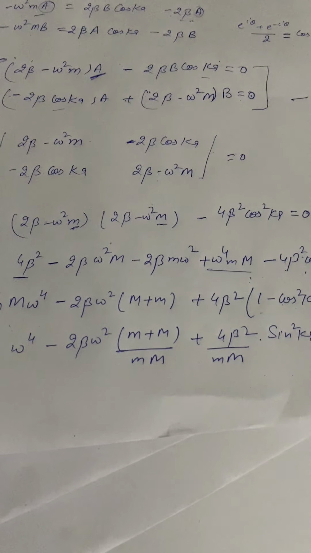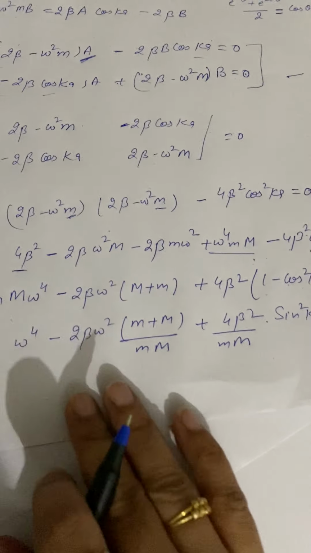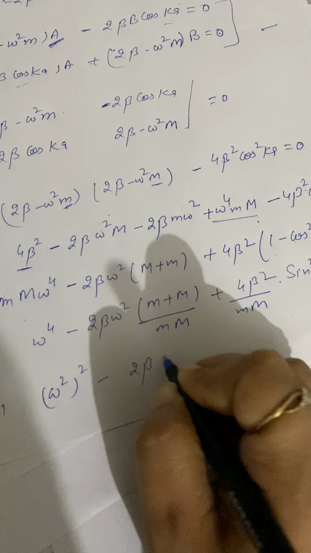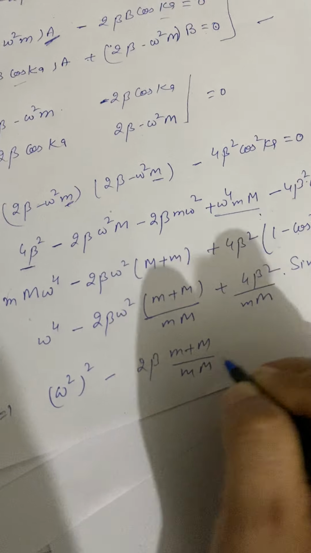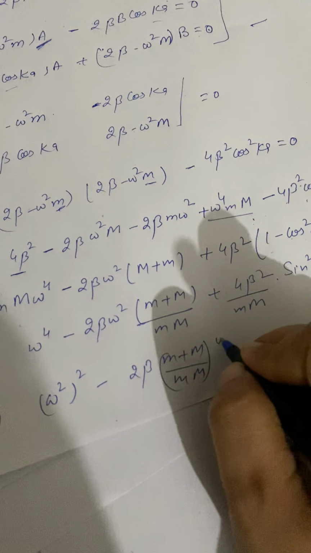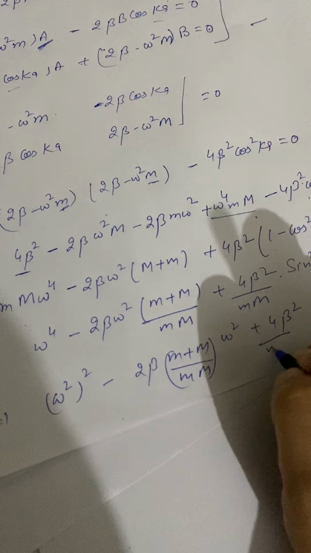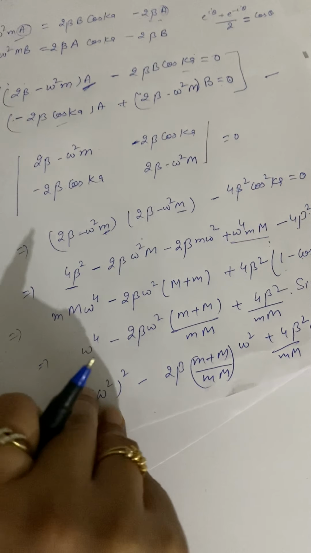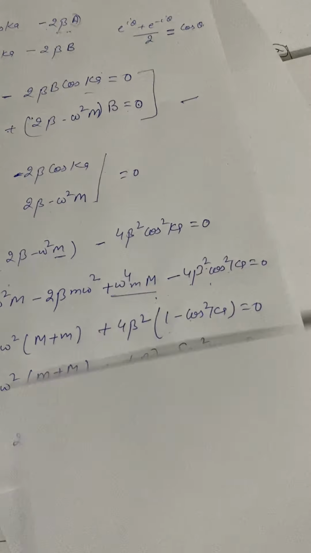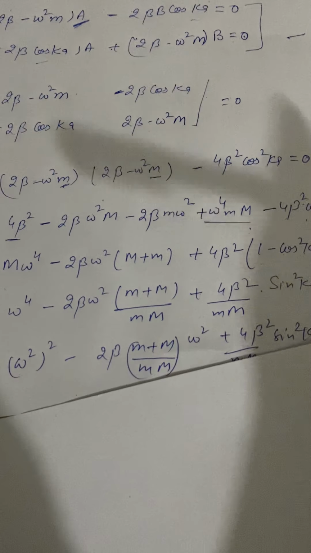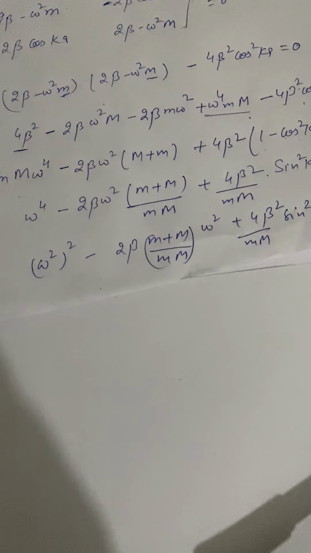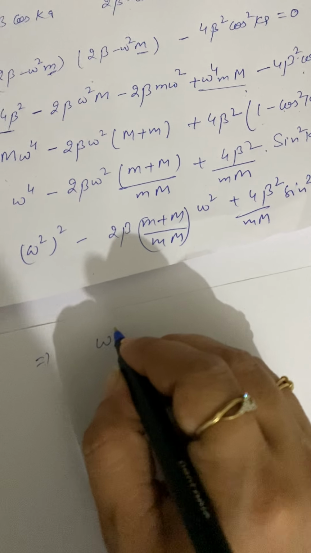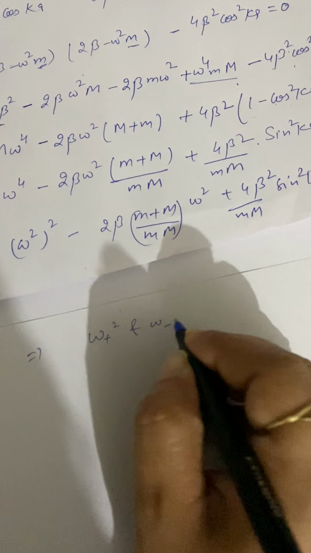So we will have a quadratic equation, where we have omega raised to power 4 minus 2 beta (m plus M) divided by m M into omega square plus 4 beta square sin square ka divided by m M is equal to 0. When we relate this quadratic equation with the standard quadratic equation, we will have the solution for omega square, omega plus square and omega minus square.